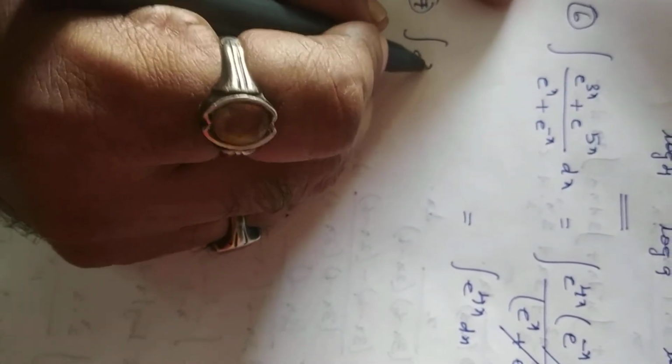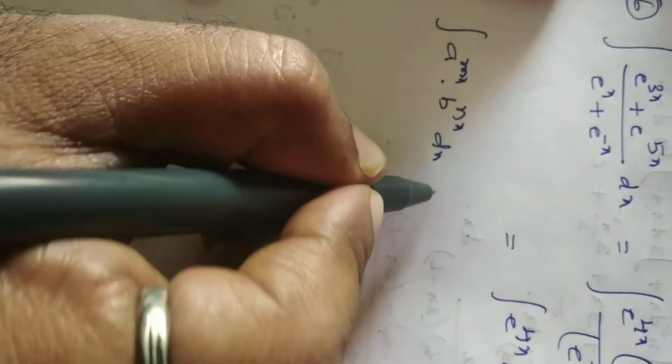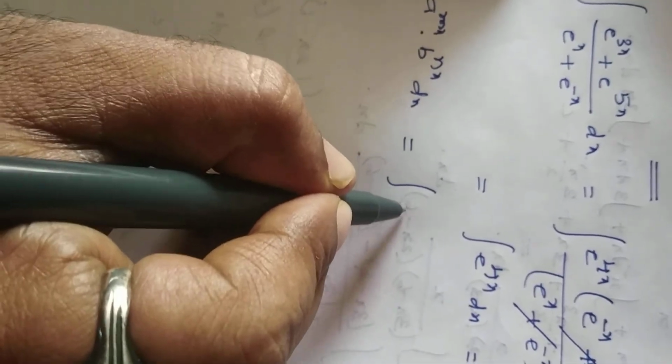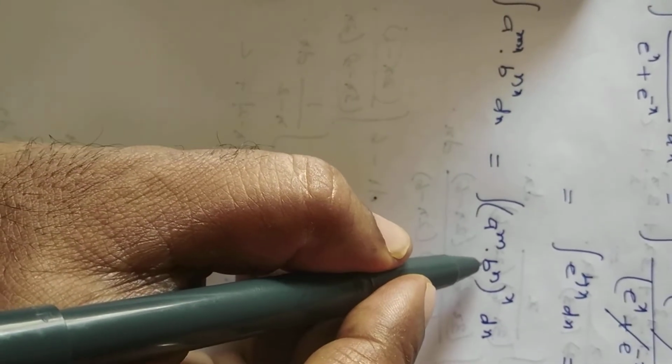Coming to question number 7, integration of a power mx into b power nx dx. This can be written as the integration of a power m into b power n whole power x. Why? Because here we have a power m whole power x and b power n whole power x.